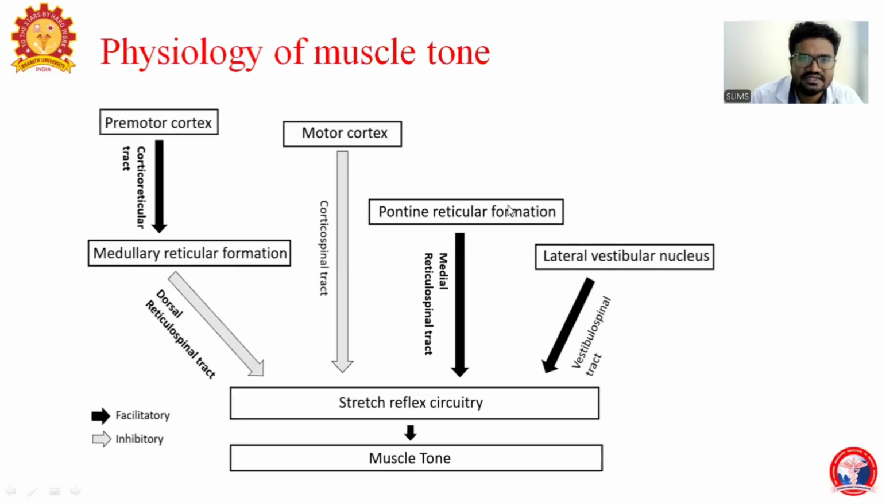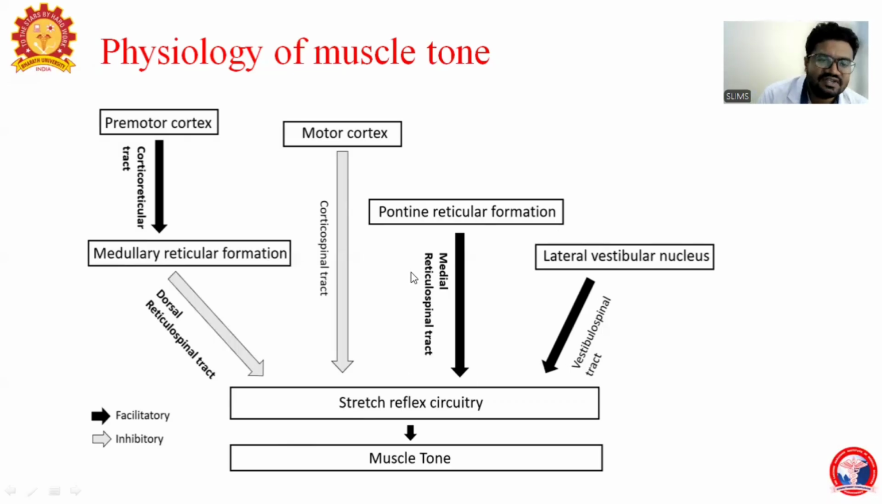All these higher centers contribute a tract which enters the stretch reflex circuit. The stretch reflex circuit is in the spinal cord. Once they reach it, they organize the muscle tone. The corticospinal tract from the motor cortex promotes an inhibitory action on the stretch reflex circuit. It prevents the body from getting excess stretch. Similarly, the other tracts, like those from the pontine reticular system in the premotor cortex and the lateral vestibular nucleus, facilitate the stretch reflex.